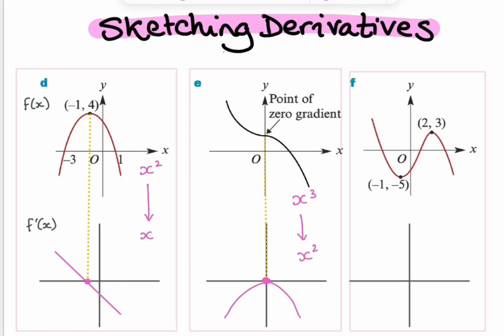Let's go on to the next one. Now this also looks like a cubic, so I'll probably get a quadratic, but how will it be sitting on the graph? That's the question. We have two 0 gradients here. So there's going to be two x-intercepts on my gradient graph.